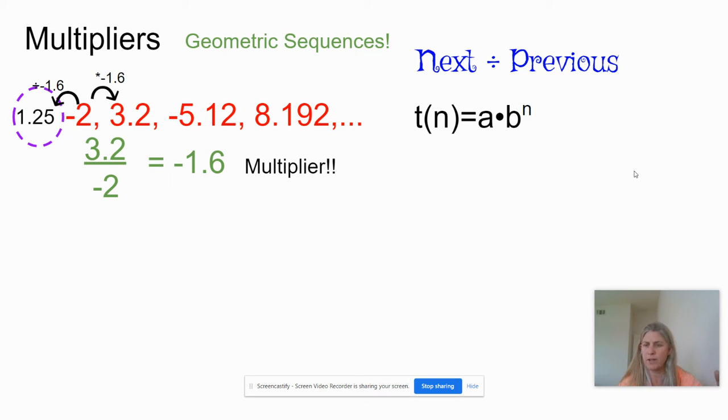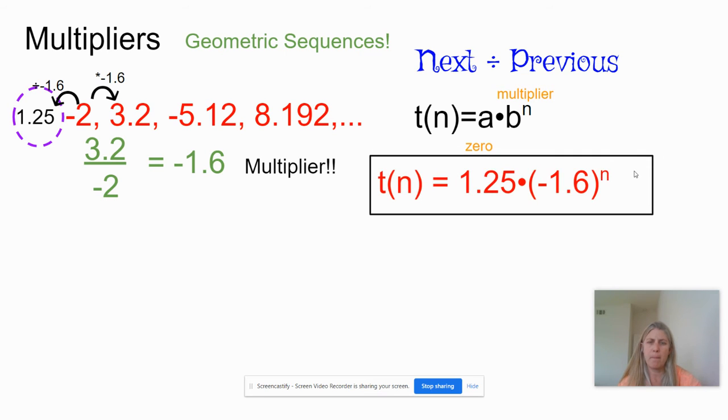In this case, I just wanted to remind you that we can also use t of n and n in place of that, and this just specifically tells you that it's a sequence. So we know that a, which is our 0 in this case, is 1.25. We could also leave that as 5/4. And we know that our multiplier is -1.6. So when we plug the 0 in and our multiplier in, our answer is t of n is equal to 1.25 times -1.6 to the nth power.